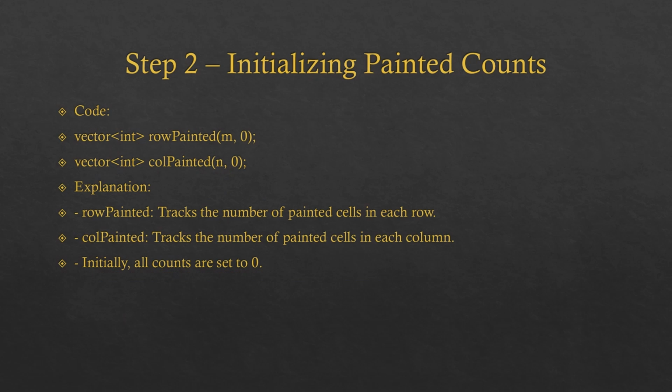Next, we initialize two arrays, rowPainted and colPainted, to track the number of painted cells in each row and column. Initially, all values in these arrays are set to 0, indicating that no cells are painted yet.